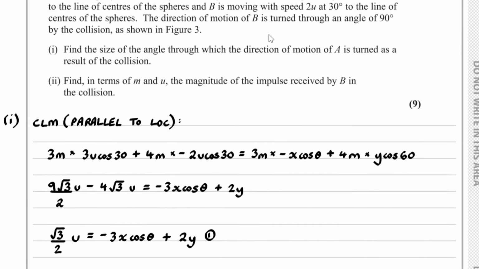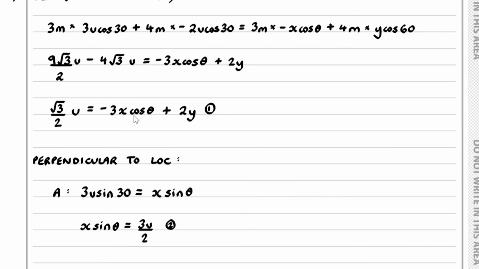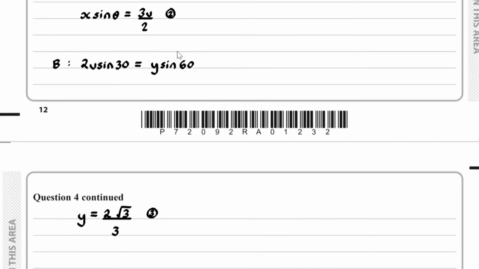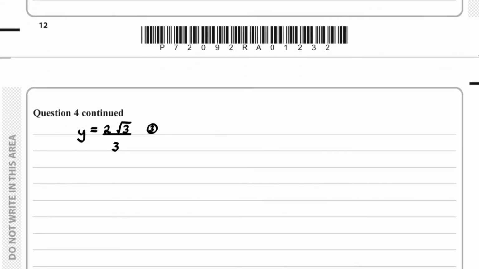Now, ultimately we want to find out what theta is, and that will enable us to find the deflection. So, for us to find out what theta is, I need to somehow eliminate x and y in equation 1. So, if I take a look at equation 2, where I've got x sine theta equals 3u over 2, what we can do is rewrite this equation such that we have x equals 3u over 2 sine theta. And what we will do now is substitute 2 and 3 into 1.